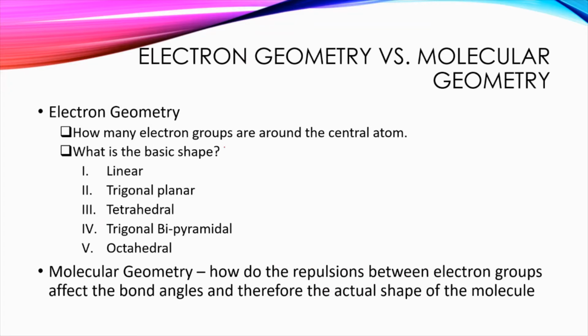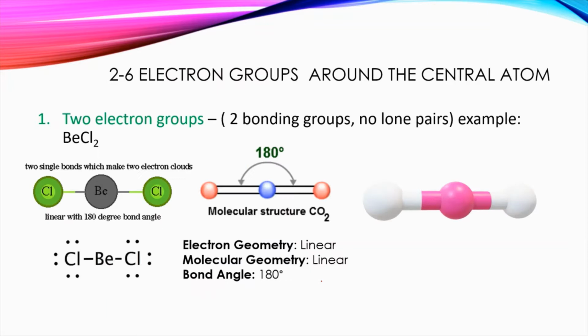So here are the basic shapes. You should know these shapes already, but we're going to look at them in greater detail. The molecular geometry is basically based on how those repulsions around the central atom affect the overall shape of the molecule, okay? So we'll deal with the first VSEPR shape, which is going to be a linear shape. The first situation is where you have 2 electron groups, both of them are bonding, and you have no lone pairs, okay? Here is an example, BeCl2.